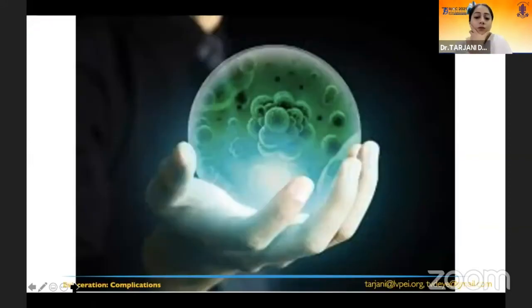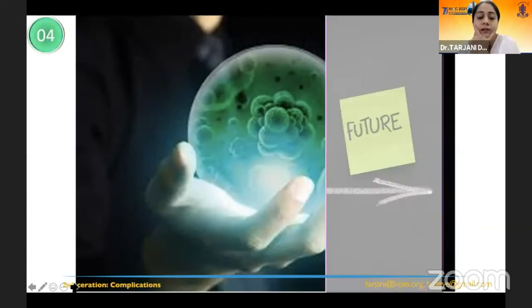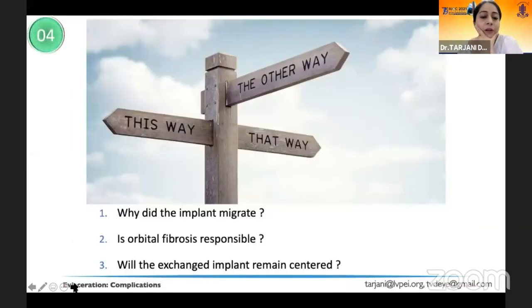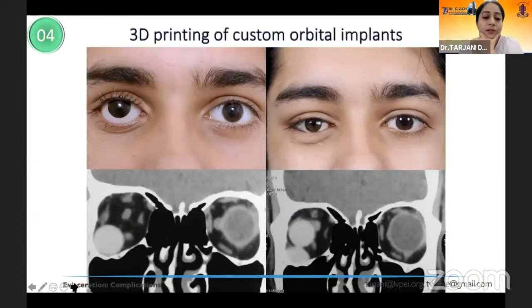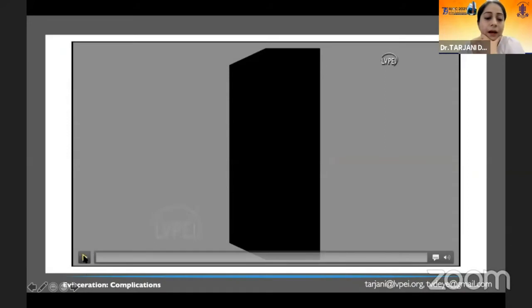So crystal gazing into the future, we thought, could we manage this in an innovative way? And that's where we brought in 3D printing to generate customized implants. So this is a patient who's had 2 implant exchanges. Despite that, the implant has migrated again into the quadrant where it was originally. And then we put a customized implant there, which was fabricated via 3D printing, and that pushes the implant central. So what does it achieve? It helps you retain a prosthesis in the orbit and corrects the implant migration. And how is this done?